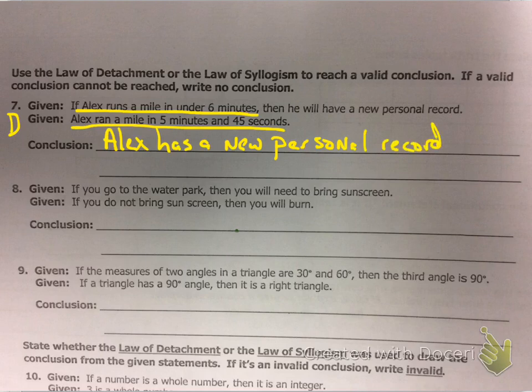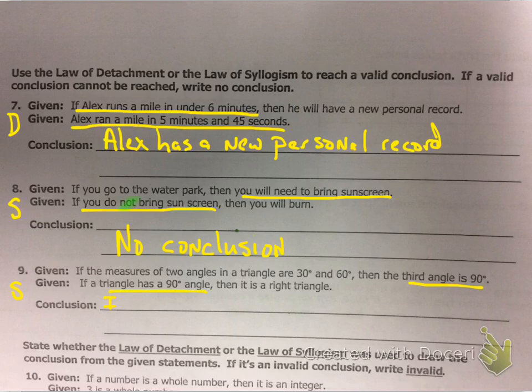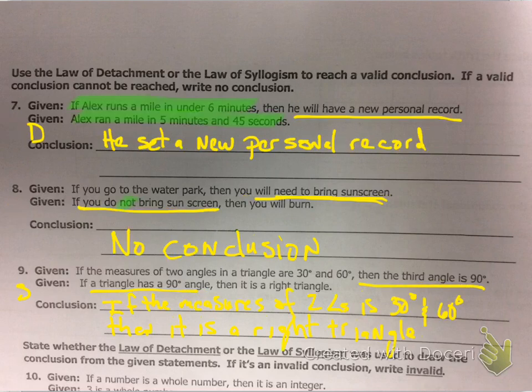Now, syllogism has two if-then statements, and they have to match. In this case, they don't match because here you will need to bring sunscreen, and here it says if you do not bring sunscreen. It would have to say if you do bring sunscreen. So it has to match up. But you look at the next one, third angle is 90 degrees, a triangle has a 90-degree angle. Those match up. So with syllogism, I can join the first part and the last part and say if the measures of two angles in a triangle are 30 degrees and 60 degrees, then it is a right triangle. And that should match up and work from there.